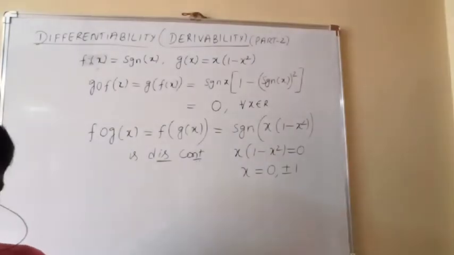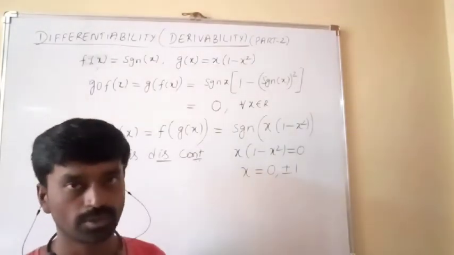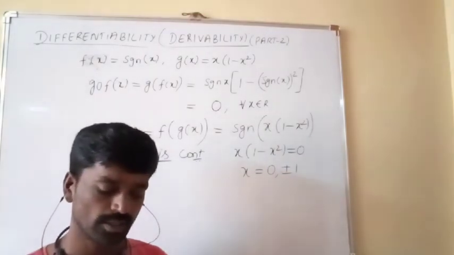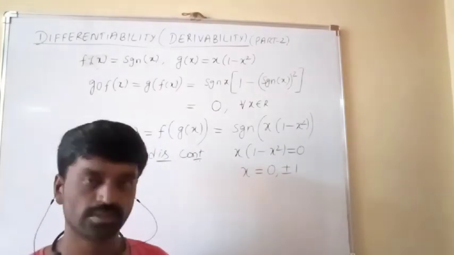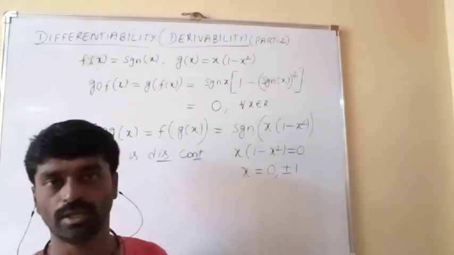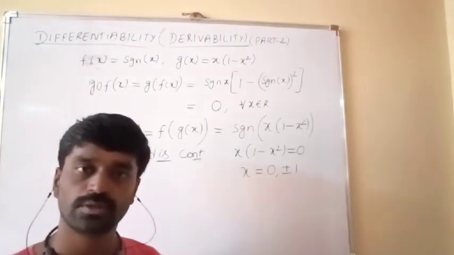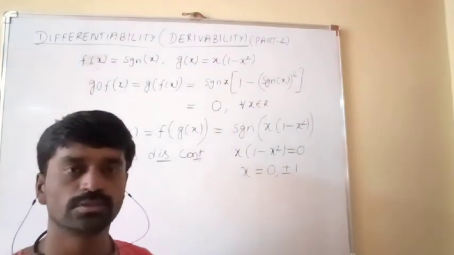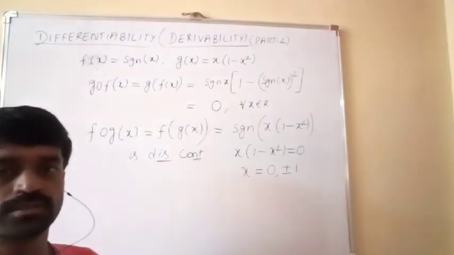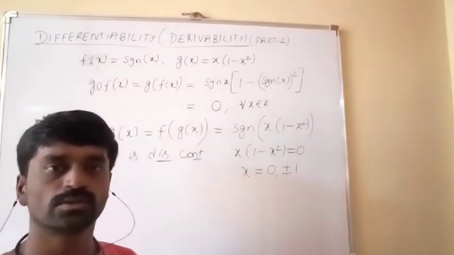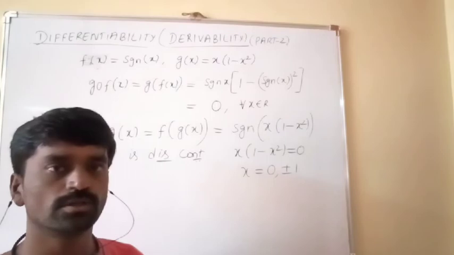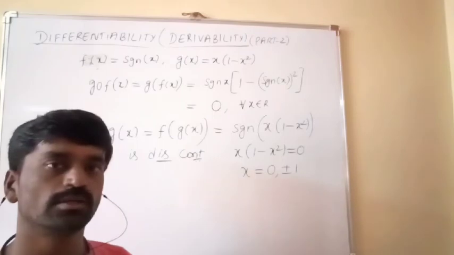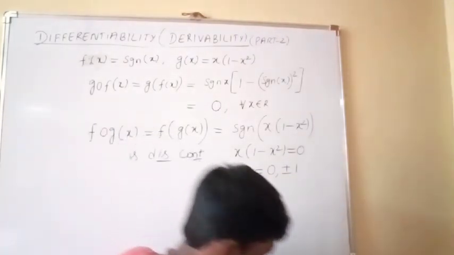Next two. If f is differentiable at x is equal to a, this is also an important thing. If f is differentiable at x is equal to a and g is not differentiable at x is equal to a, then f plus g and f minus g are not differentiable at x is equal to a. Just like continuity, if f is continuous, g is discontinuous, f plus g, f minus g both are discontinuous. So if f is differentiable, g is not differentiable, then f plus g, f minus g are not differentiable. That means the sum or difference of one differentiable and one non-differentiable function is not differentiable. Okay. Example.